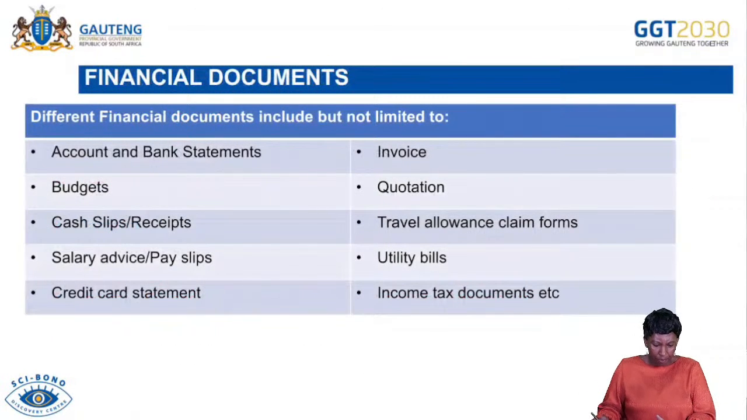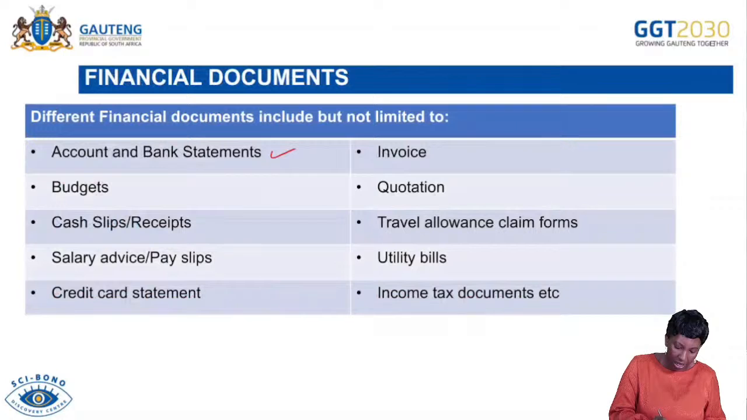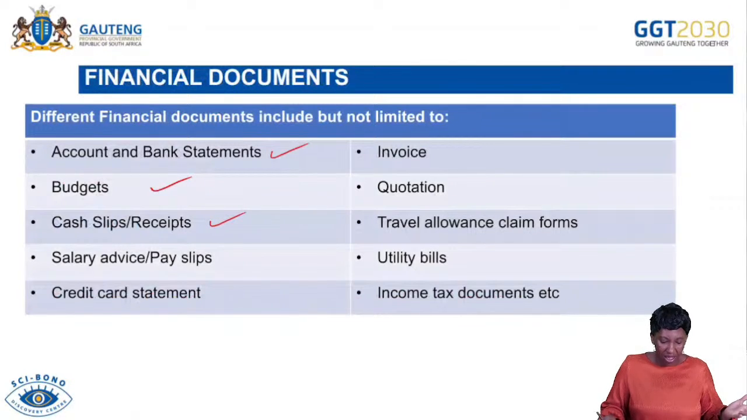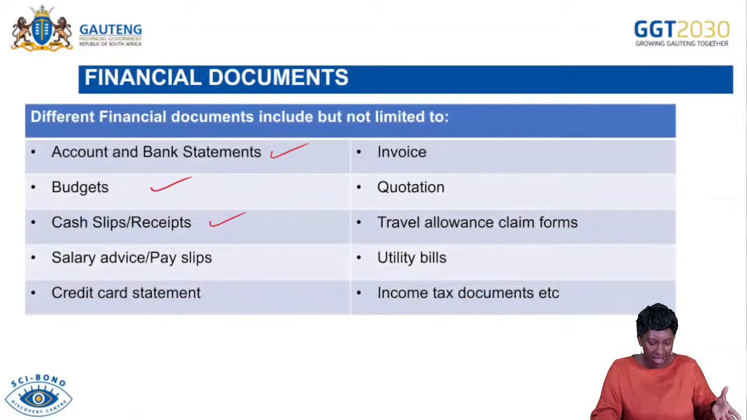Now, boys and girls, I have already done this. Different financial documents include, but are not limited to, what you have seen. I've already explained your account or bank statements, the budgets, the cash slips, the receipts. And remember, on a cash slip, I said it will reflect when you bought that item, how much it cost, how much tax you paid, and whether there was anything that is VAT free.